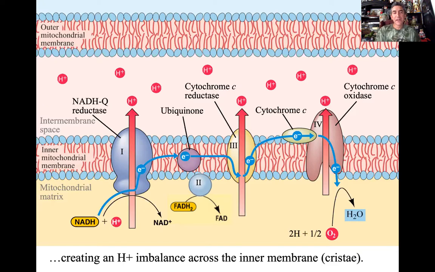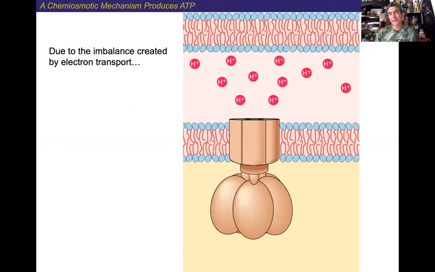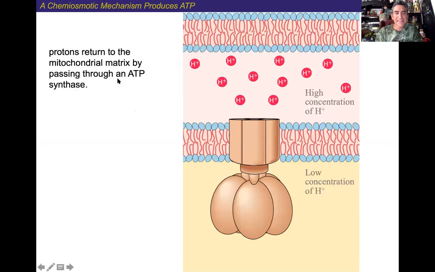No. So eventually these hydrogens are going to have to diffuse back to the matrix. Come back to this. And they're going to diffuse back through a very important enzyme, arguably the most important enzyme in all of biology, which is what we call ATP synthase. So ATP synthase, that's the name of this enzyme. It will allow the movement of hydrogens from high concentration down to low concentration. So the diffusion of hydrogen cations. And when that happens, we call that chemiosmosis. That's the name of this process.